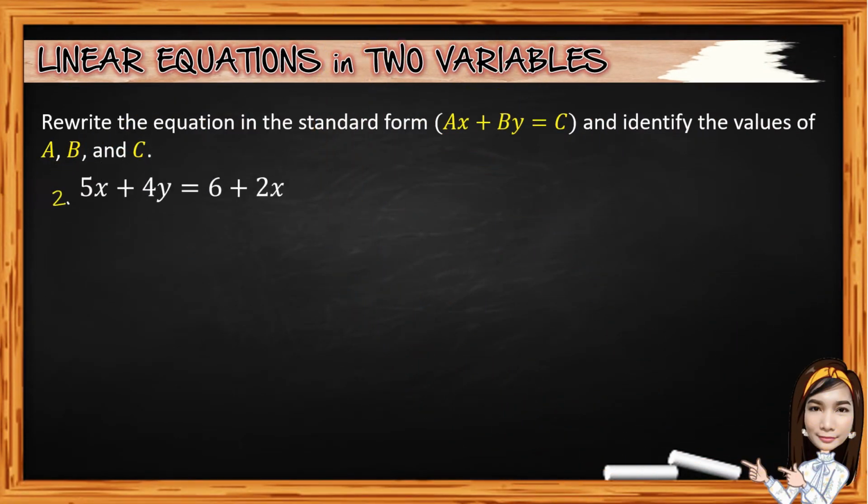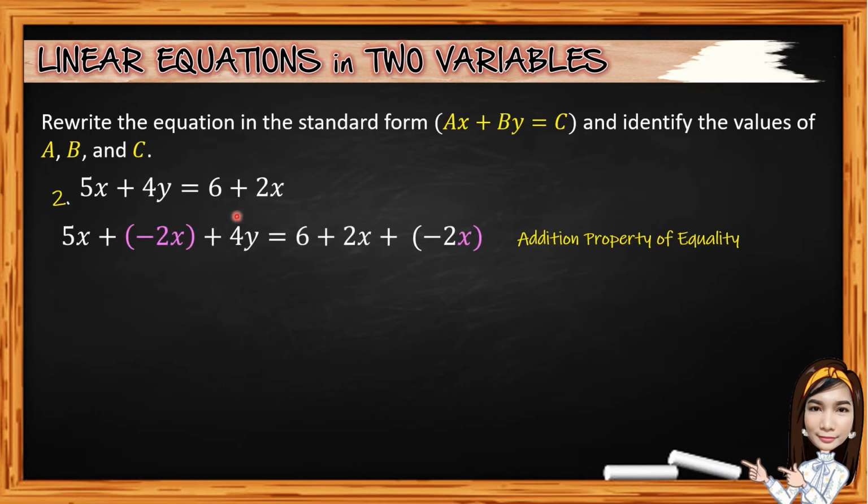For number 2, we have the given 5x plus 4y equals 6 plus 2x. Using addition property of equality, we are going to add both sides. The additive inverse of positive 2x is negative 2x. Then we're going to simplify 2x plus negative 2x. That is equal to 0. So we have 5x minus 2x plus 4y equals 6.